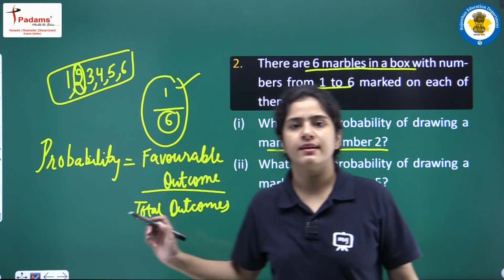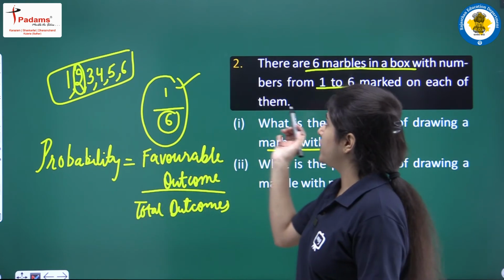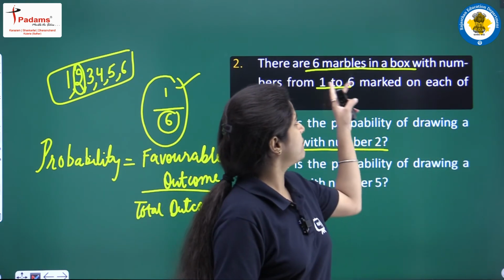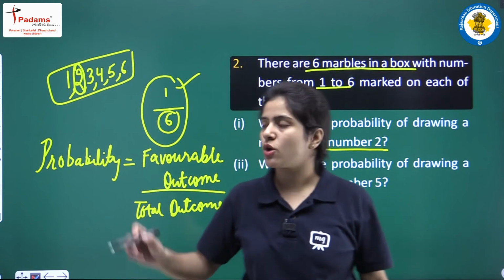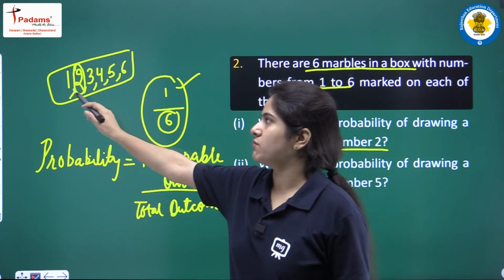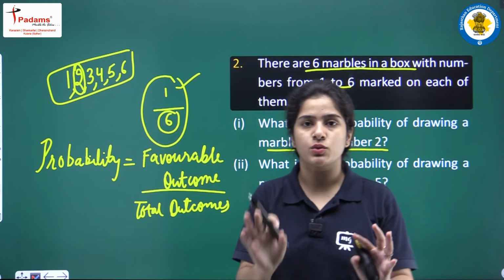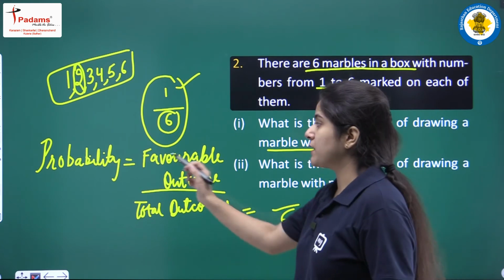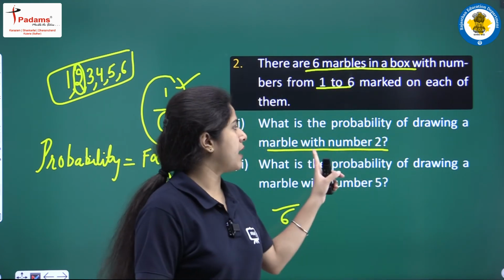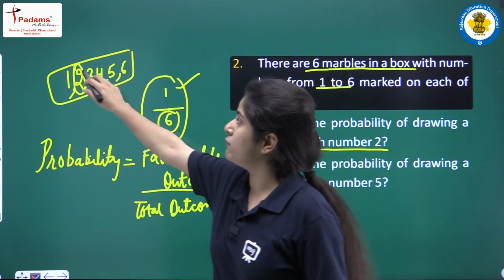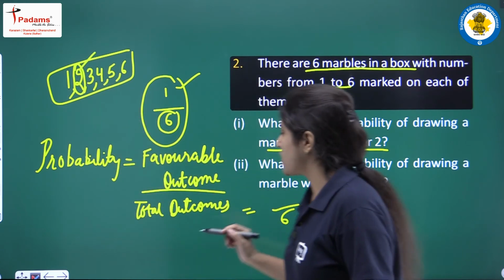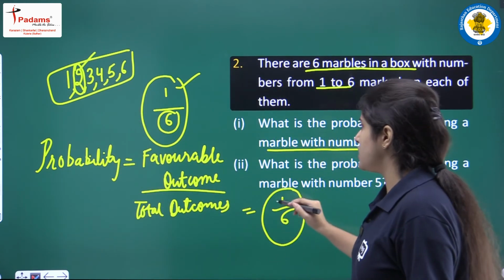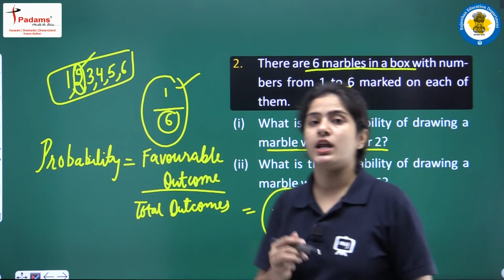as students you can clearly see the total outcomes when you have 6 marbles in a box. So the total events is 1, 2, 3, 4, 5, 6. 6 total marbles are there. So total outcome is equal to 6, right? And the favorable outcome, you want a marble with number 2. That is only 1. Okay. So the probability of drawing such marble is 1 upon 6.